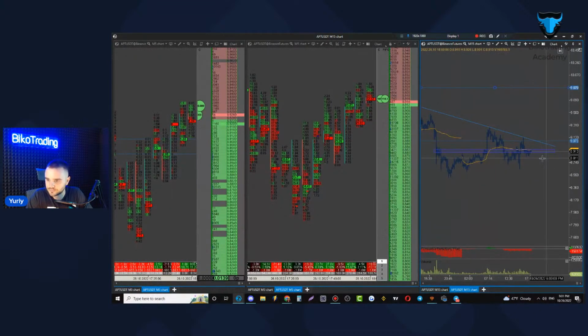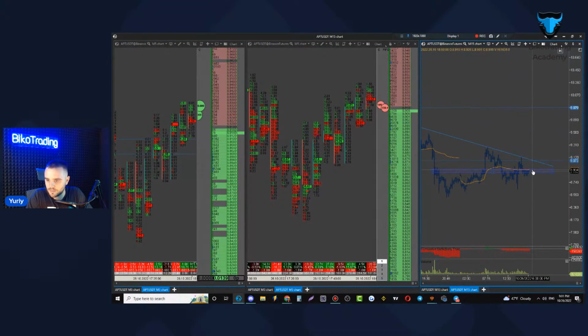About APT, price is at VWAP, let's wait. If VWAP breaks, we take long. We take additional long because some of you still keep long. We can add additional long. Take additional long.